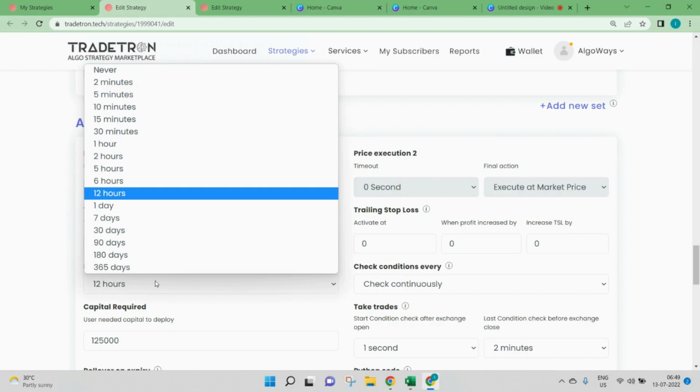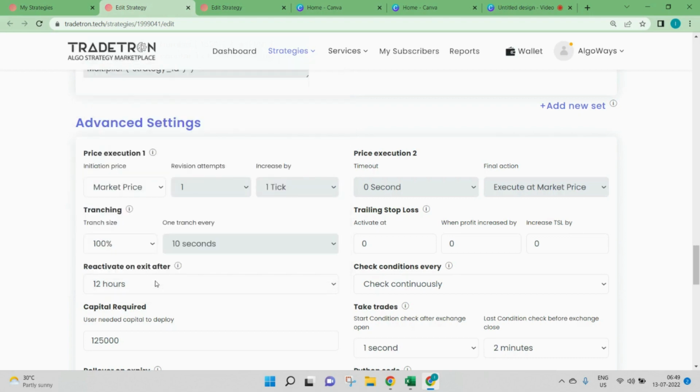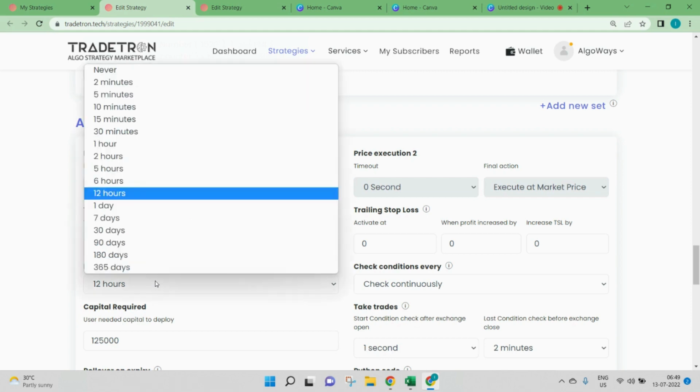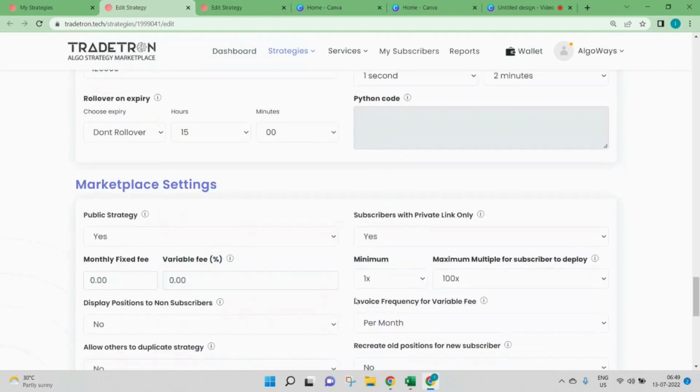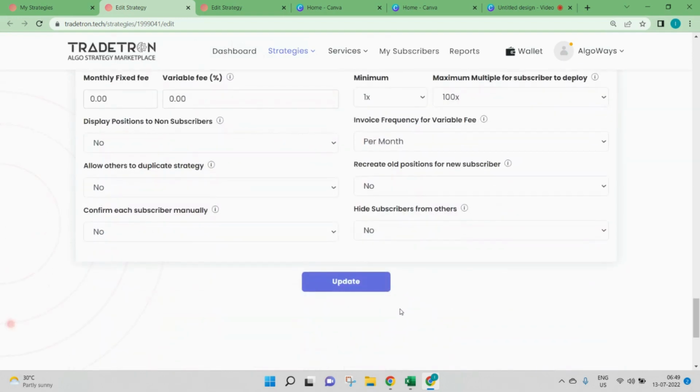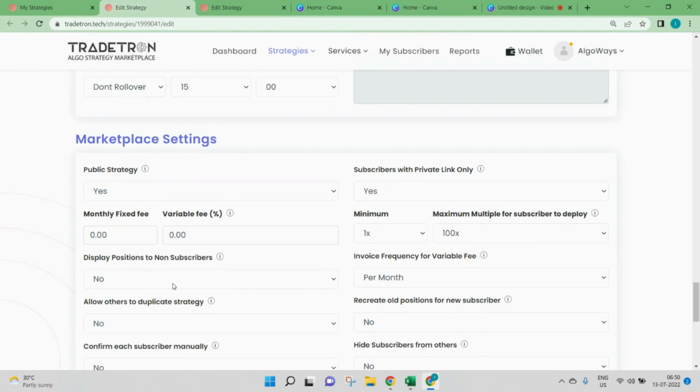If the reactivation time is 12 hours, it means the next trade will take place tomorrow only, the next day in the morning. Okay. But if we want to take a trade, say after 5 minutes or 10 minutes, then we will keep this as 5 minutes and save it. So once the universal exit has happened, in that case, we will take the next trade after 5 minutes again after exit.